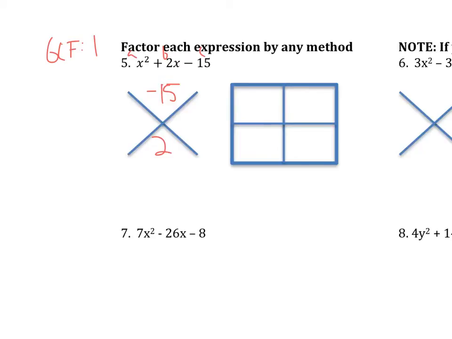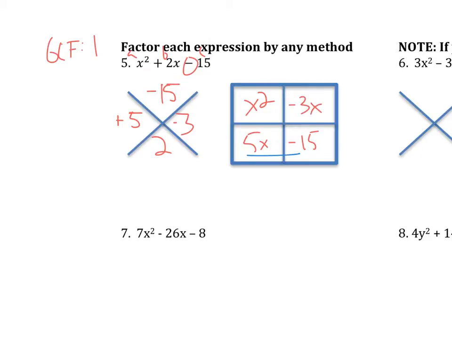Now we're looking for a difference, so I know one's going to be positive and one's going to be negative because that is negative. So things that multiply to 15 and add to 2. Let's go 5 and 3. So I get x squared minus 15, positive 5x and a -3x.